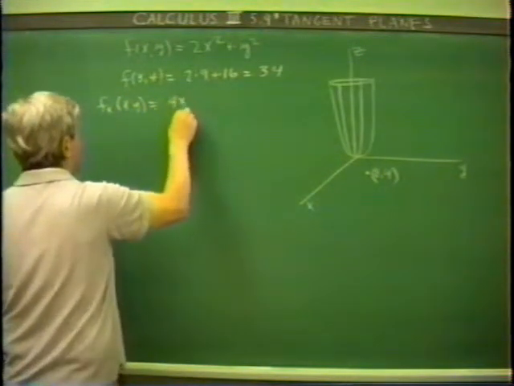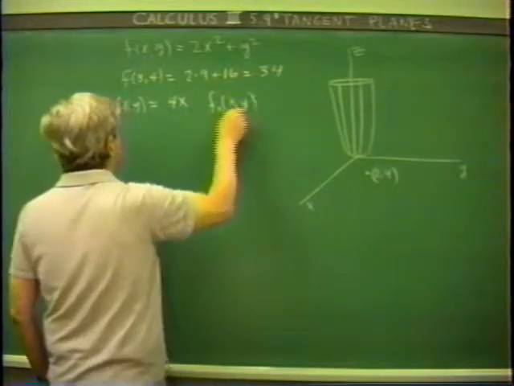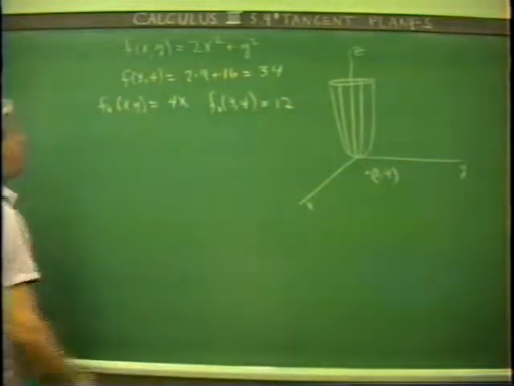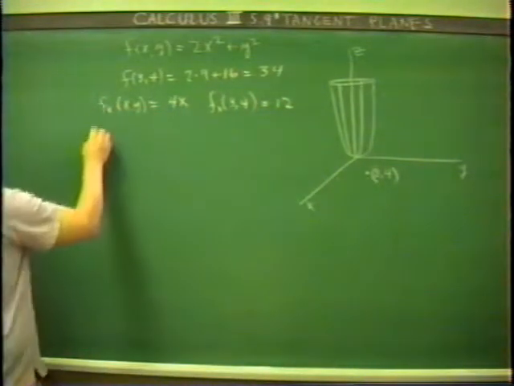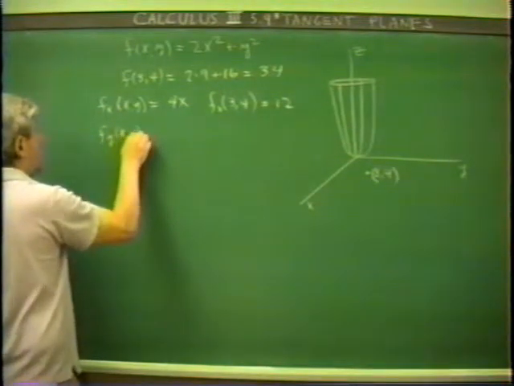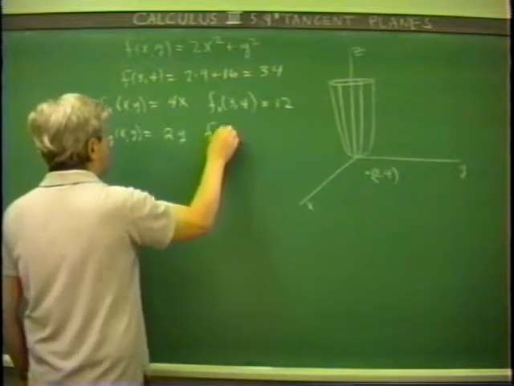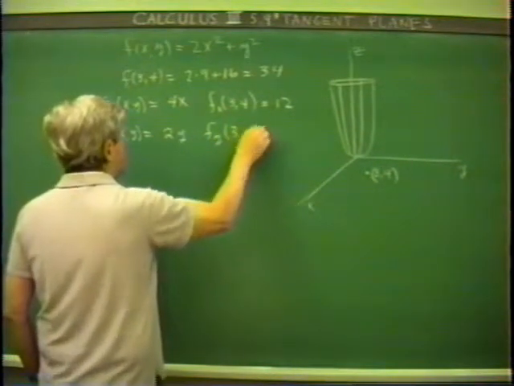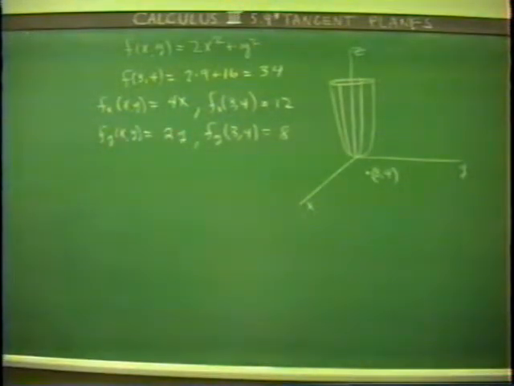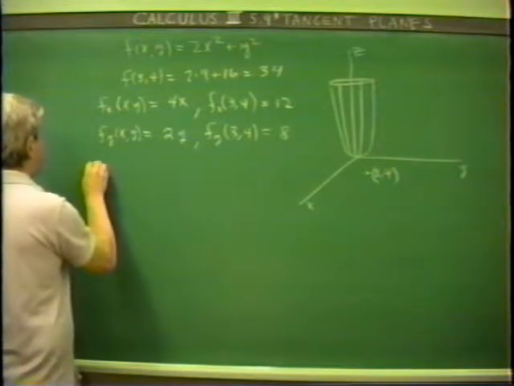Here, let's look at the partial with respect to x. At x and y, this is equal to 4x. So the partial with respect to x at 3, 4 is equal to 12. Well, we'll put 3 in here for x. Partial with respect to y at x and y is 2y, so the partial with respect to y at 3, 4 is equal to 8.